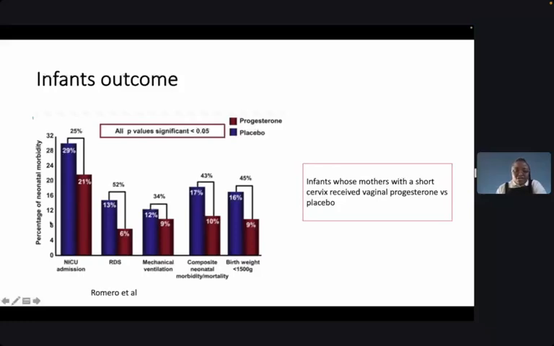All these outcomes were actually quite significant, because the p-value for all of these outcomes is less than 0.05. So by giving progesterone to mothers who present with a short cervix, there is also benefit in terms of neonatal outcomes.